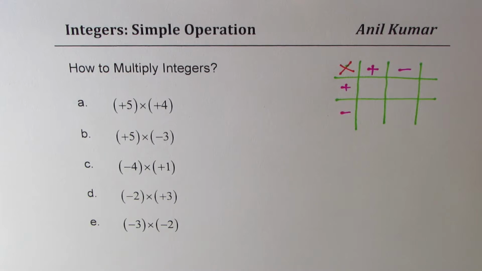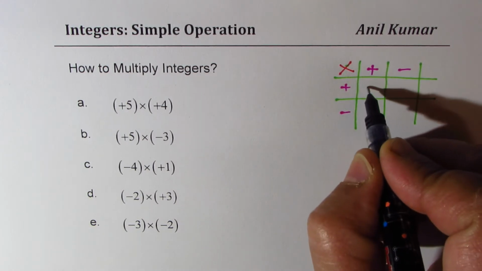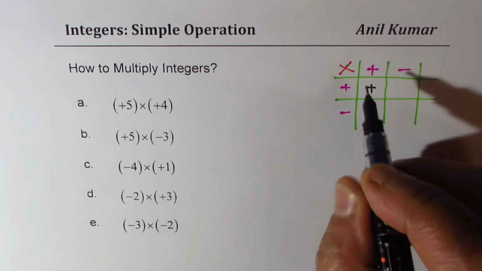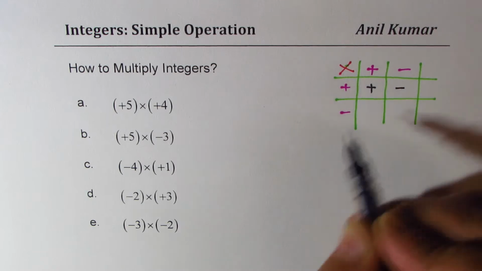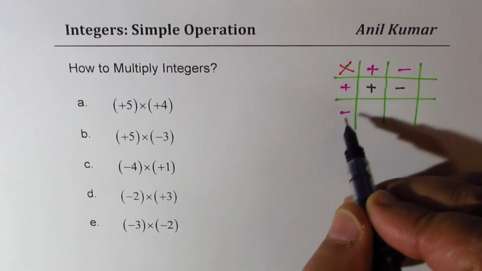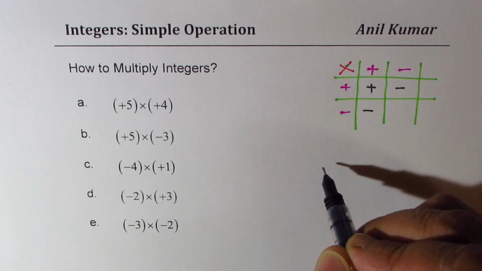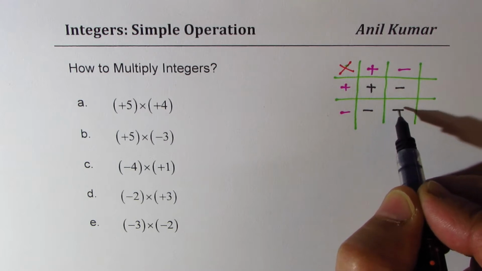Now, whenever you multiply same sign, meaning positive and positive, you get positive. But if you multiply positive and negative, opposite sign, you get negative, right? If you multiply negative with positive, they are opposite signs, so you should get negative. But when you multiply negative with negative, which is same sign, you get positive.